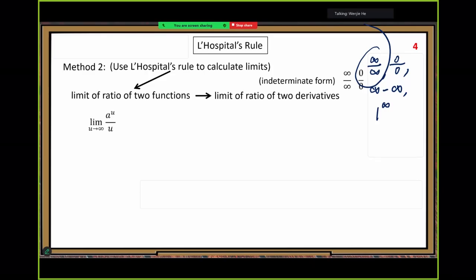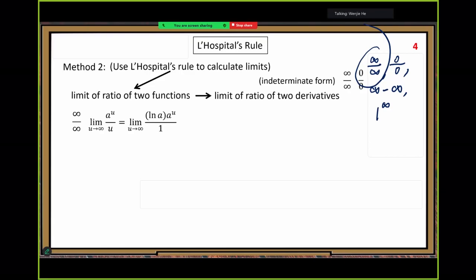Here, let me show you how to calculate this limit by L'Hopital's rule. First, we check if it's an indeterminate form. Yes, infinity over infinity, so no problem. If it is not an indeterminate form, then you cannot apply L'Hopital's rule. Now we take the derivative of the numerator and denominator functions. The denominator derivative is very simple, 1, by the power rule of derivatives. So it's 1.